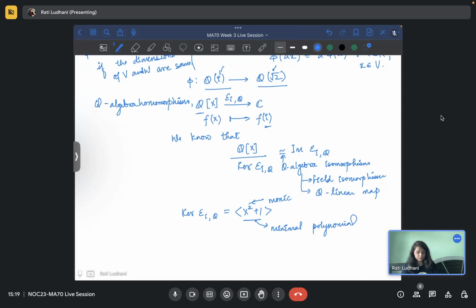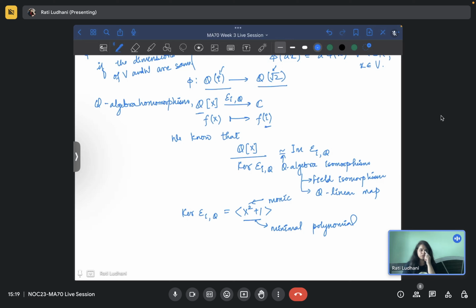Okay. Yes, sorry, ma'am. Ma'am, I am not getting the point. Minimal polynomial which is generated by x square plus 1. Right. How do we claim that it will be generated by particularly this equation?